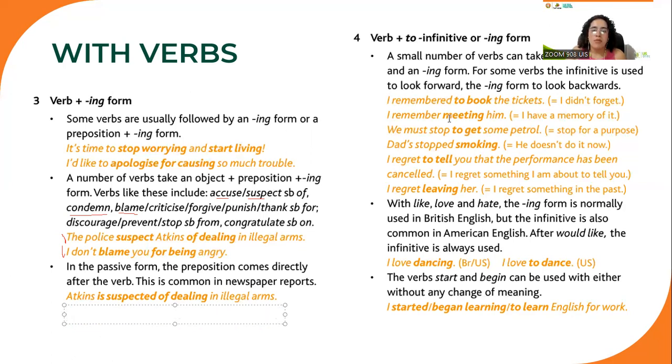All right, so that is remember, that is stop. We also have the verb regret, okay? Let's see the difference between regret to or regret with ing. I regret to tell you that the performance has been canceled, okay? Esta forma es muy usada en el inglés y significa como lamento informarte. I regret to tell you. Entonces, es algo que te voy a decir en este instante, que estoy a punto de decirte. I regret to tell you this. The performance has been canceled.